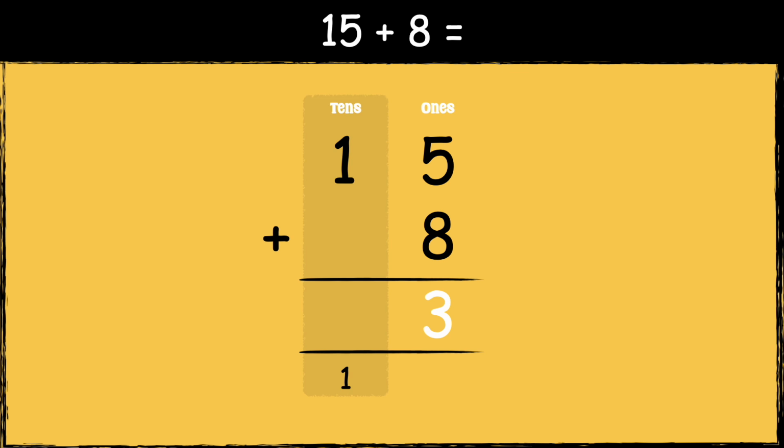Now we need to add the digits in the tens column, not forgetting about the 10 that we carried over. So 1 add 1 equals 2. So the answer is 23.